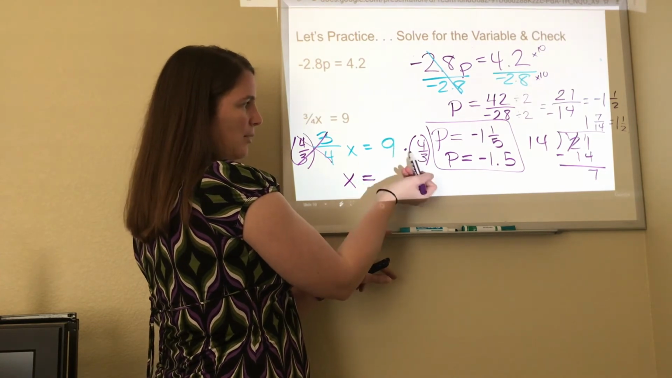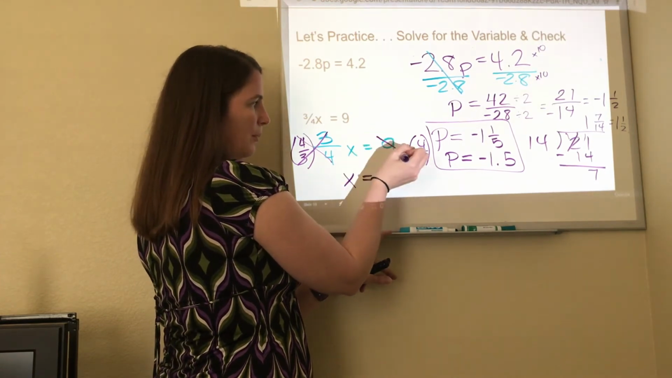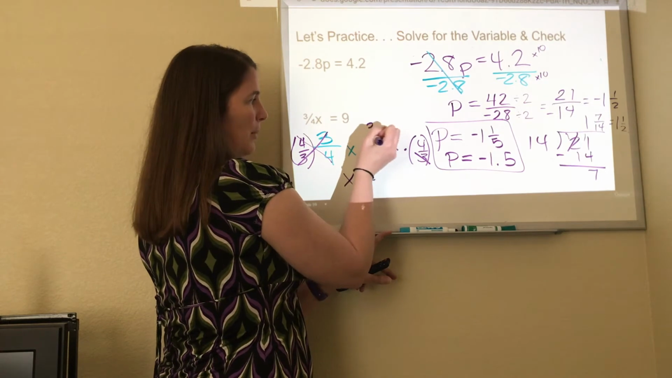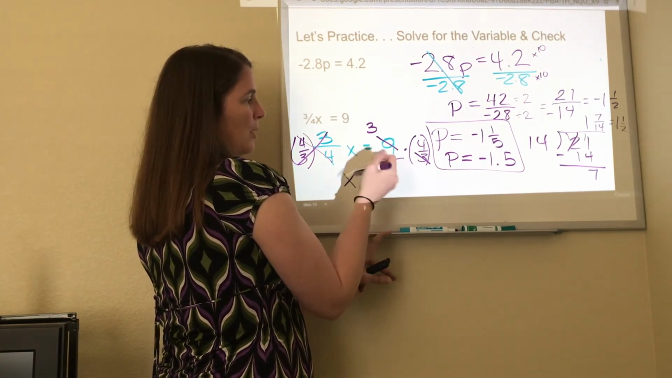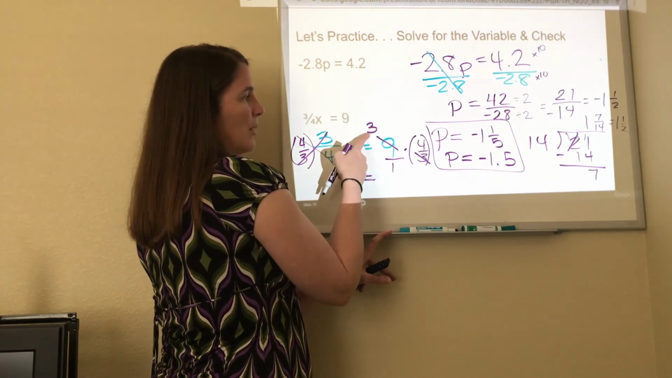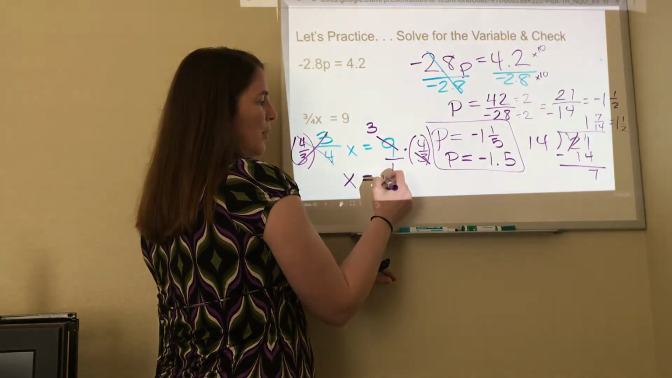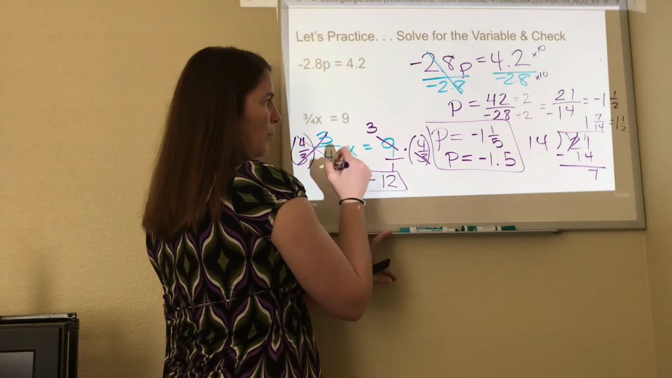I'm going to cross cancel because 9 divided by 3 is just 3. So I can divide this by 3, which is 1, and this by 3, which is 3. So now I just have 3 times 4, which is 12. So I get x equals 12.